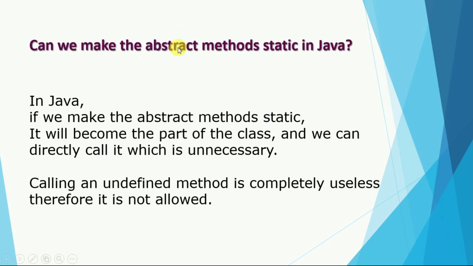So next, can we make the abstract method static in Java? If we make an abstract method static, it will become part of the class, because static methods and static variables always belong to the class, and we can directly call it. So calling an undefined method is completely useless, therefore it is not allowed.